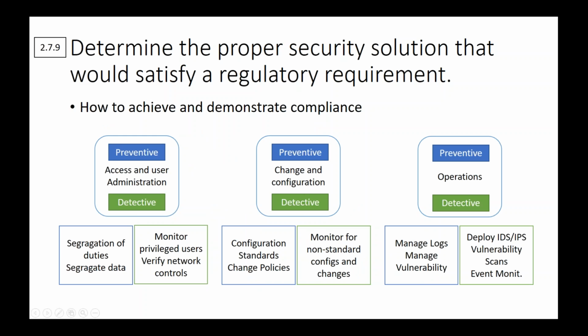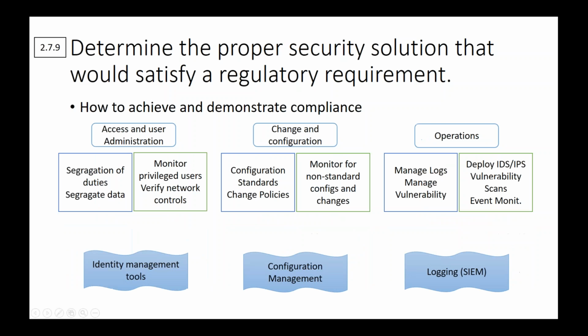Each of the control categories within the objective has an applicable item that needs to be addressed. So in the case of access and user administration, you might have segregation of duties and segregate data in preventive, and monitor privileged user and verify network control in detective, and same goes for change and operations. So now it's easy to map a security solution to the aforementioned control category and control objective. So logging can be mapped to operations, configuration management, monitoring tools can be mapped to change and configuration, and so on.